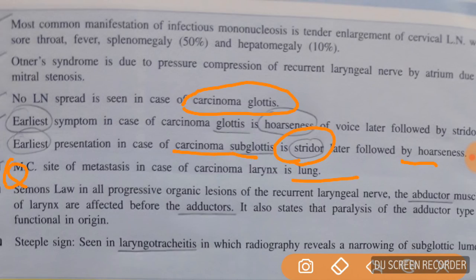Semon's law states that in all the progressive organic lesions of recurrent laryngeal nerve, the abductor muscles of larynx are affected before the adductors. Abductors are affected before the adductors. It also states that the paralysis of adductor type is functional in origin. Steeple sign, another very important sign besides the thumb sign, seen in laryngotracheitis, in which radiography reveals a narrowing in the subglottic lumen.